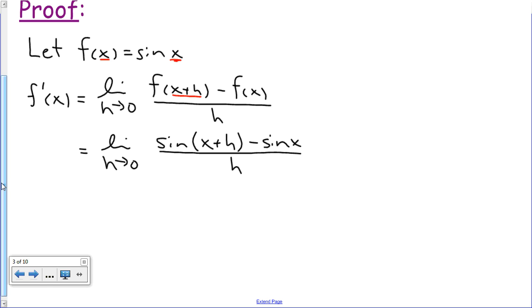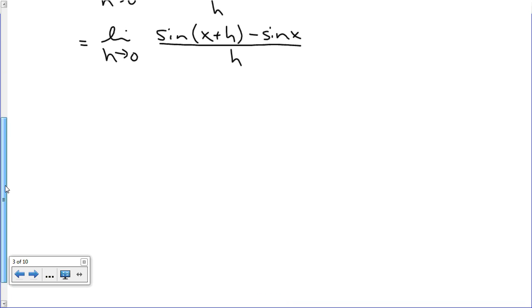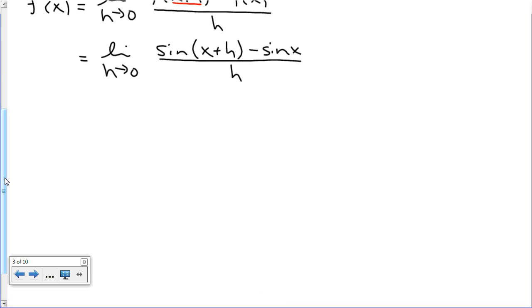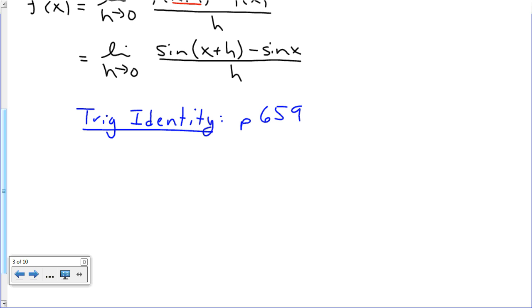Okay, and if you've forgotten these, they are actually in the back of your book. In fact, I'll make a note of that here for you, that your trig identities are in the back of your book. They're actually on page 659. If you want to flip back there to see those, you can. But the one that we're going to use is stated something like this.